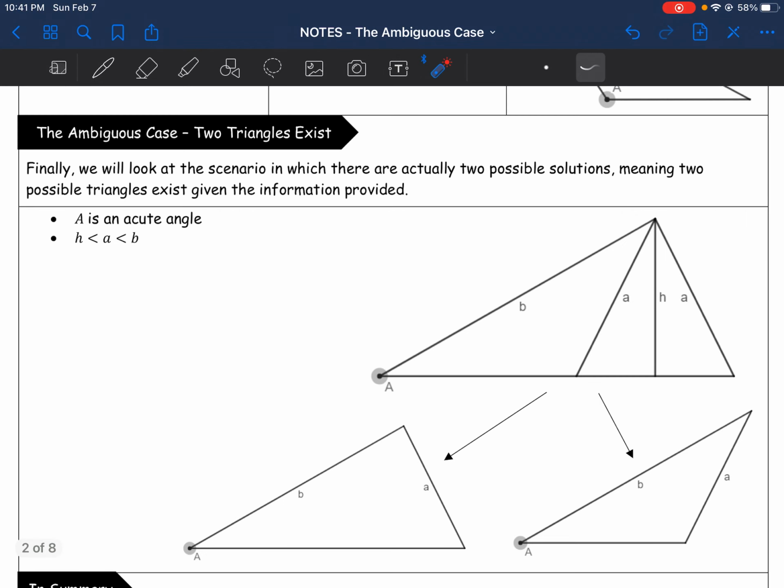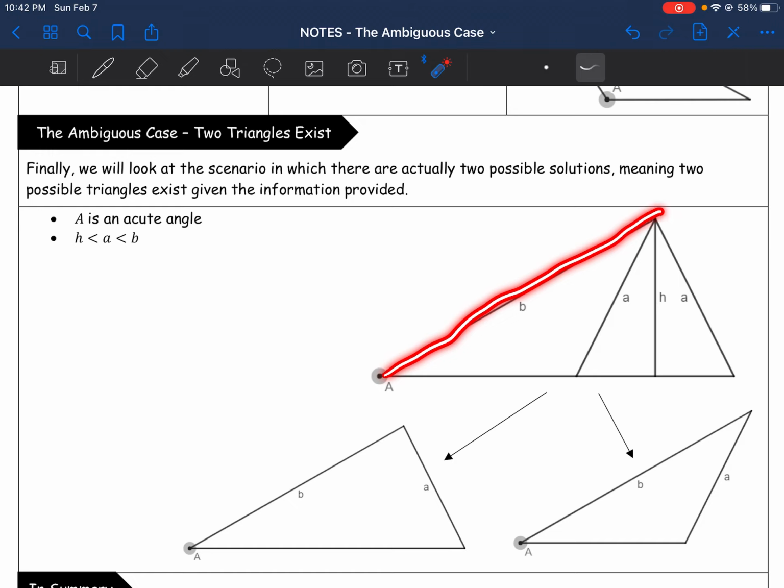And now let's look at the case of 2 possible triangle solutions. So let's say that A is an acute angle, so the angle that you're given is acute. And let's say that in this scenario, the side opposite of that given angle, which is A here, let's say that A is bigger than the altitude that gets dropped, but A is smaller than the other side that's provided to you. Well, in this case, there's actually two possible triangles.